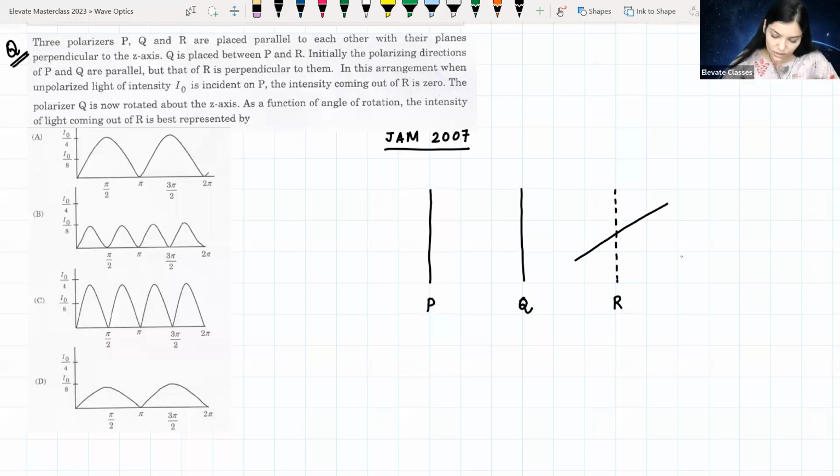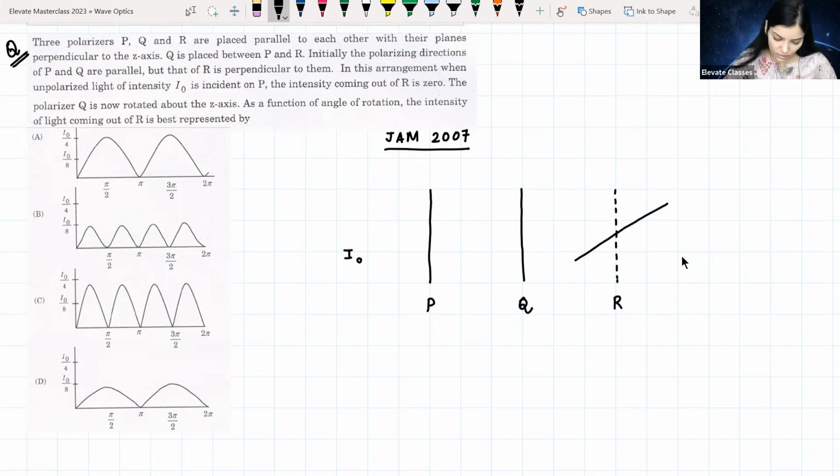So I'm getting zero intensity. So starting with, I naught intensity is incident and these are transmission axes. The solid black line I have drawn represents the transmission axes. So the axes of P and Q are parallel, but R is perpendicular to them.